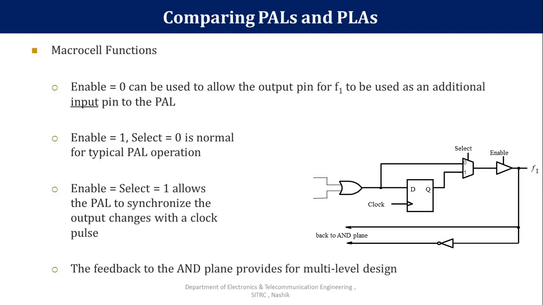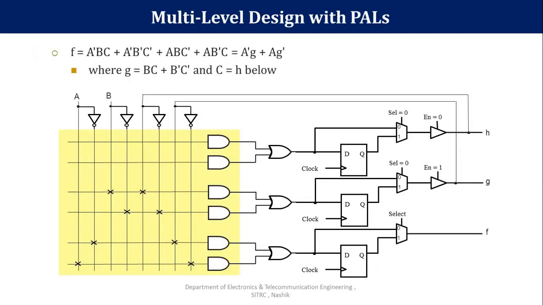Hence, again, feedback to the AND plane provides the multi-level design. Means to generate the multi-level design, again the output F1 goes back to the AND plane. This is the example where a multi-level design with the PAL is implemented.